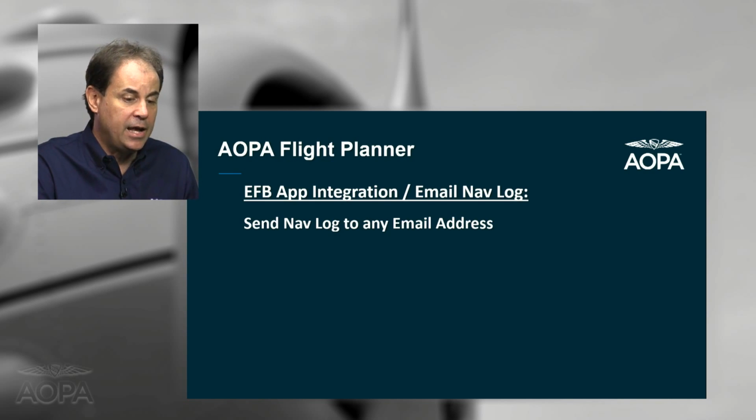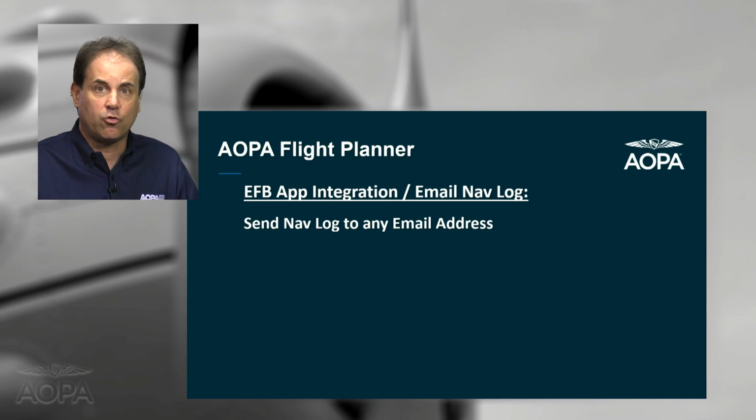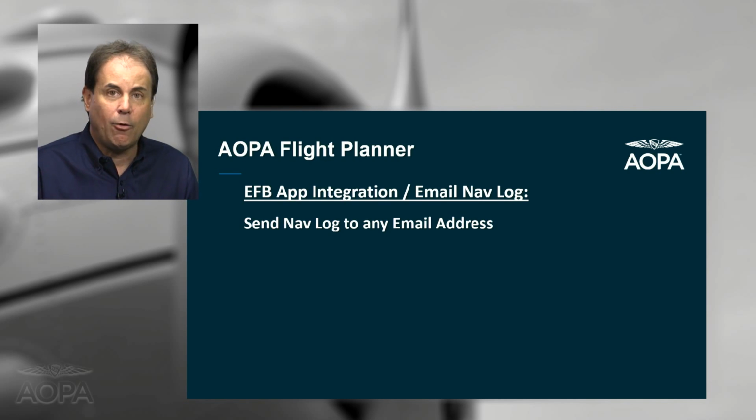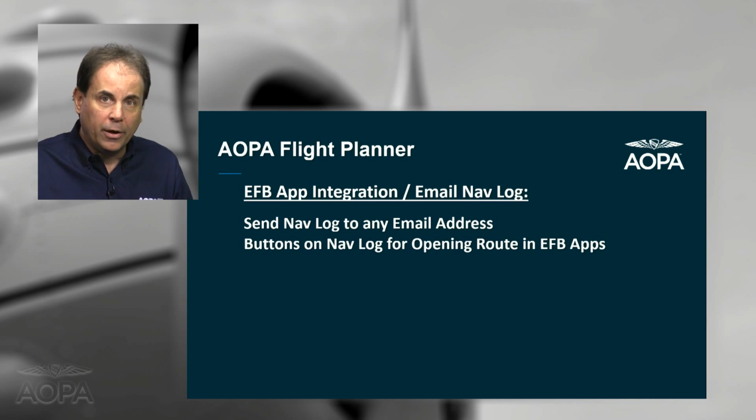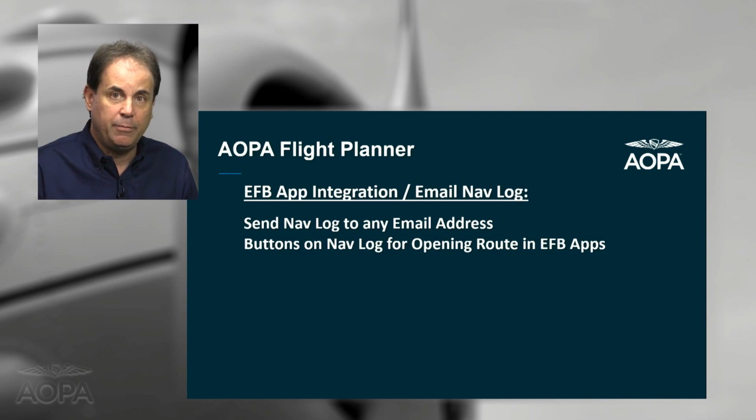I know people that fly in 2-ship and 3-ship groups or formations. One guy will plan the flight, and he'll send this nav log that has this button to his 3 friends. And the nice thing about this is this nav log has these buttons that allow you to open the route in our supported EFB apps.